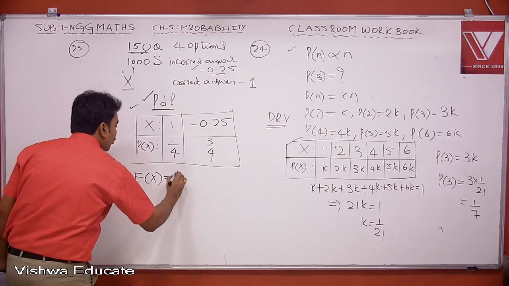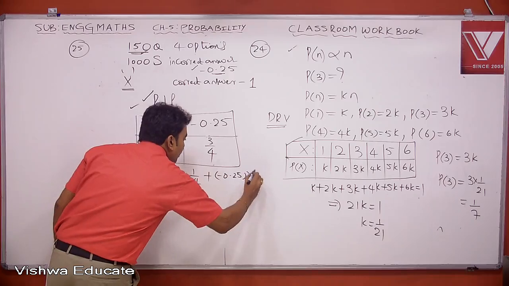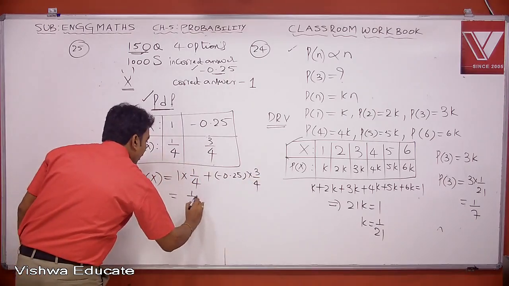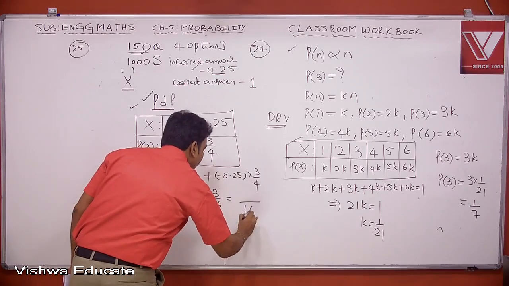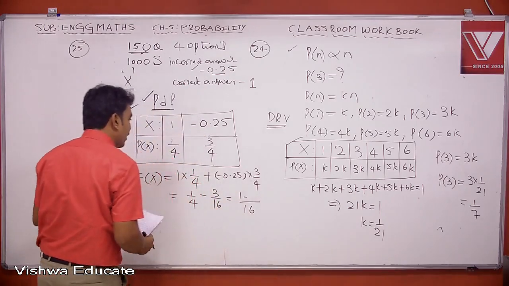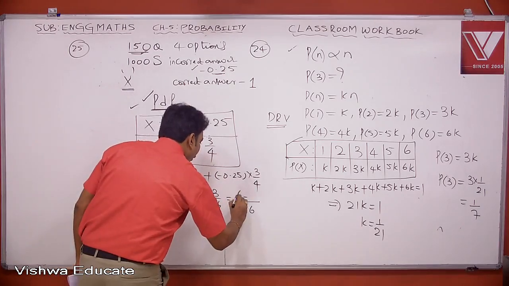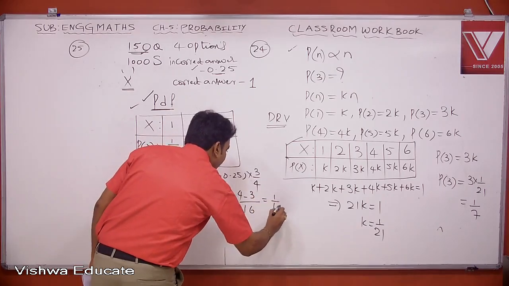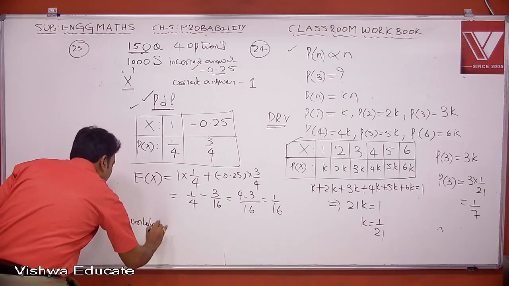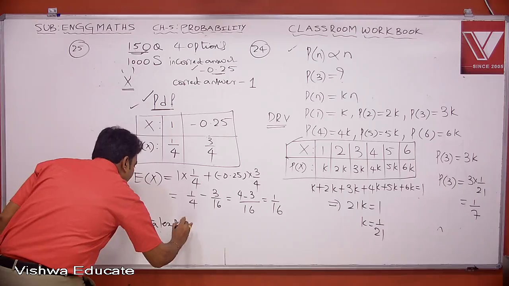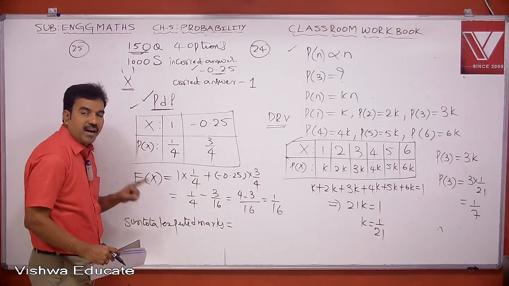E of X equals 1 into 1 by 4 plus minus 0.25 into 3 by 4. Therefore this is 1 by 4 minus 3 by 16. The LCM is 16, so this will be 4 minus 3, so this is 1 by 16. But the general sum total expected marks is equal to, this is the expectation only for a single student for attempting a single question.